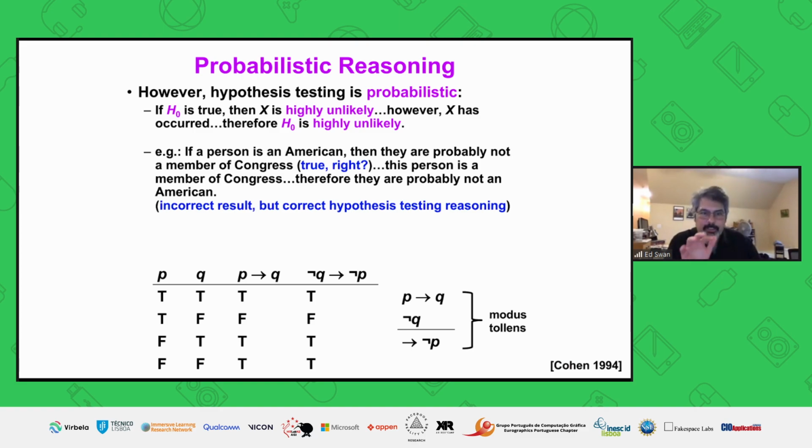Now let's look at this next example. If a person is an American, then they are probably not a member of Congress. Now this is true. There are approximately 300 million American citizens. There are 550 members of Congress. If you do the division, you get 0.000002. So you would like to see a p-value like that.